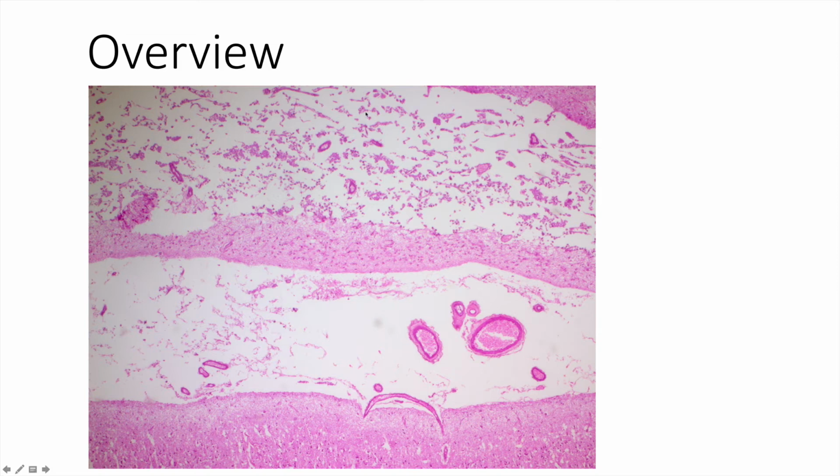Having a look at a low power view, what we can see here is normal brain. Then there is a sulcus, which is separating two gyri. The sulcus contains blood vessels, which will be in the subarachnoid space. And then we see, on the opposite side to the normal brain, this large cavity that seems to contain a large amount of cellular debris.